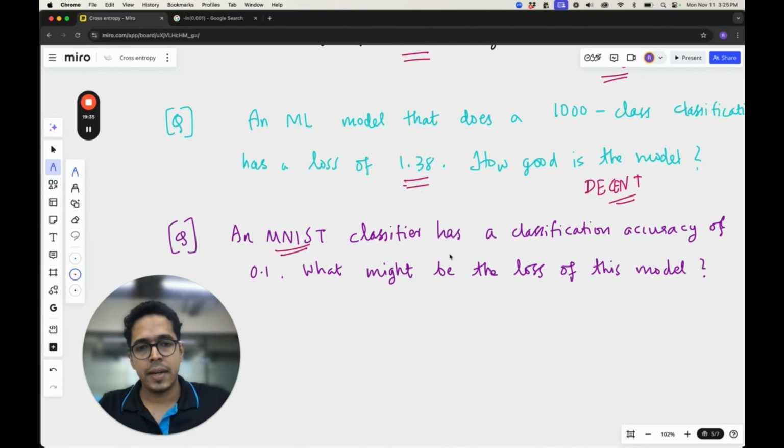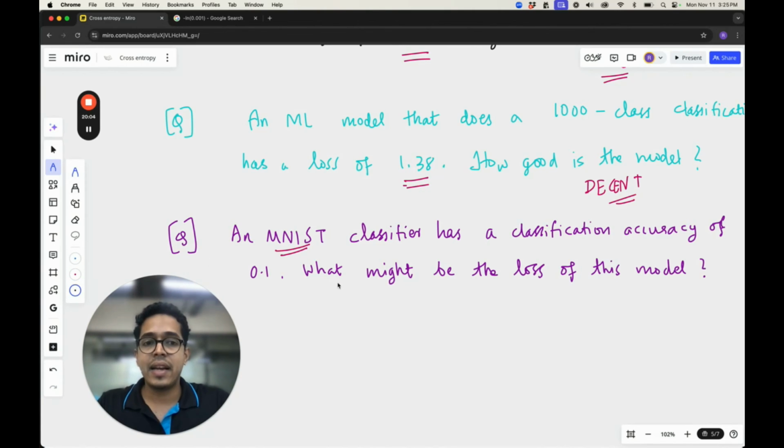Let's think about this, right? If the MNIST classifier has a classification accuracy of 0.1, it means it is as good as random picking, because if without even looking at what the input is, you randomly say that this is 1 or this is 0 or this is 4, at the end of the day you will end up having an accuracy of 0.1 because you're taking 1 out of 10 classes. What might be the loss of this model?